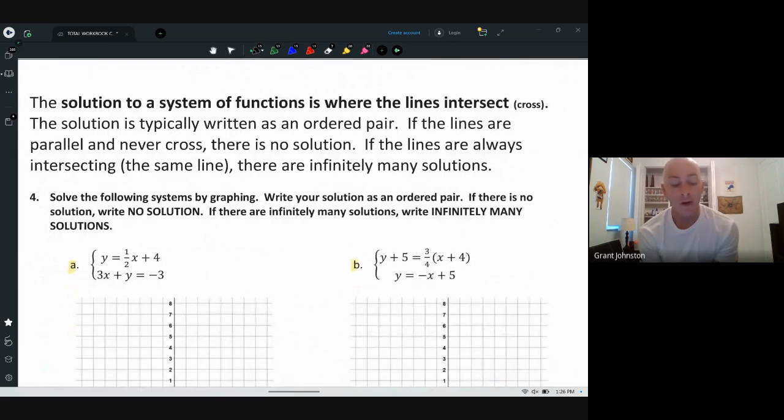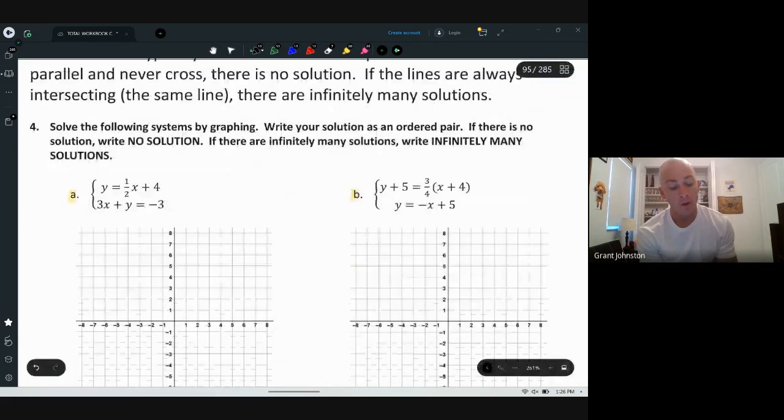Okay, so this is what it says. The solution to a system of functions is where the lines intersect. The solution is typically written as an ordered pair. If the lines are parallel and never cross, there's no solution. If the lines are intersecting, aka the same line, there are infinitely many solutions. So number 4 says, solve the following systems by graphing, write solutions as an ordered pair. If there's no solution, write no solution. If there are infinitely many solutions, write infinitely many solutions.